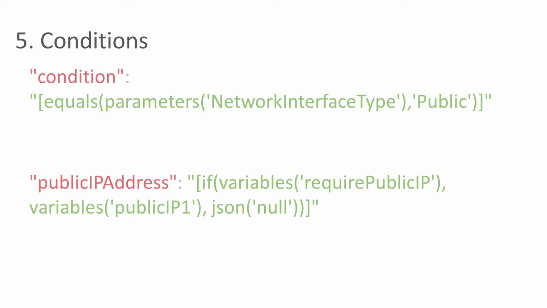So conditional logic in ARM templates comes in two forms: conditions and if. The first, conditions, allows you to make a choice at the resource level. So a condition defines whether or not an entire resource should be deployed. So this is the first option in the slide here. We've got a condition parameter, and we're passing in a value using one of the built-in functions, equals, to get a true or false value out of this statement.